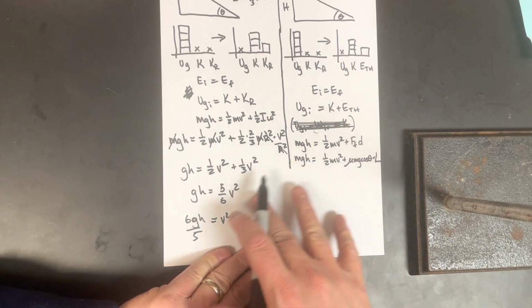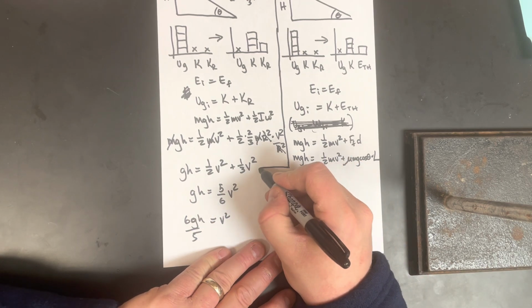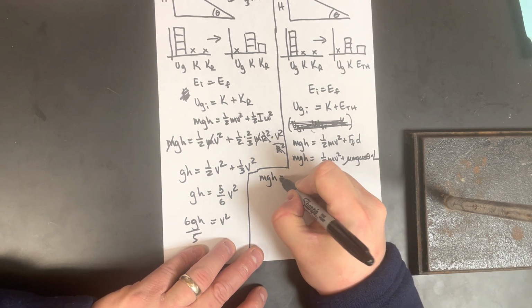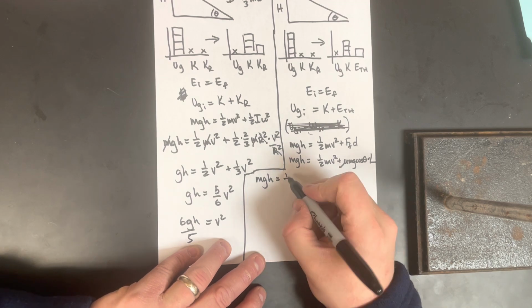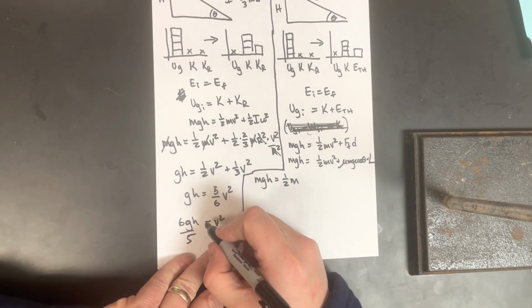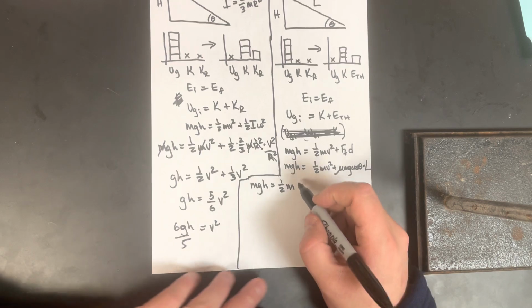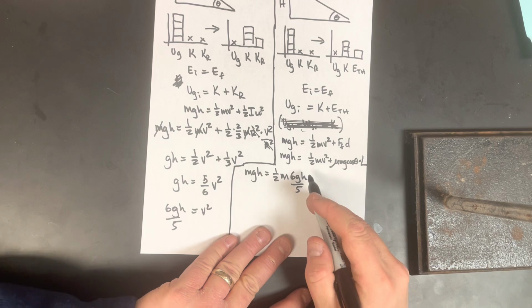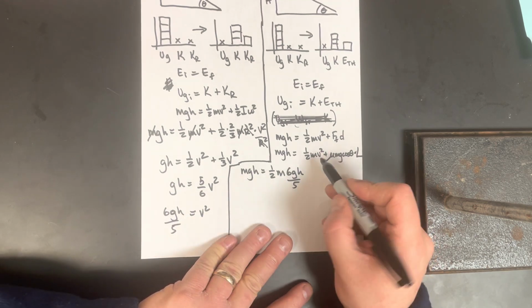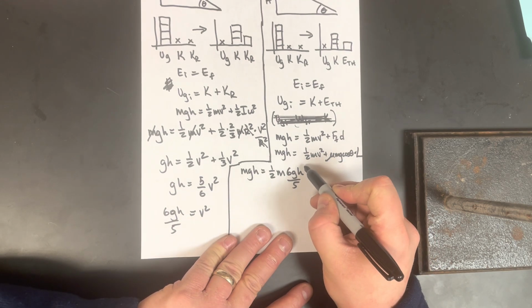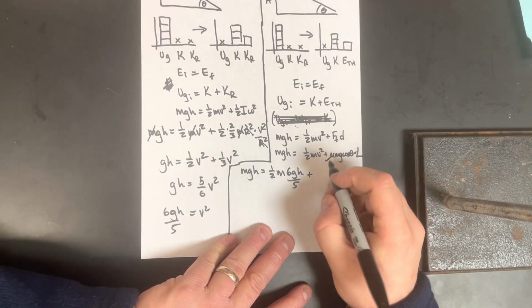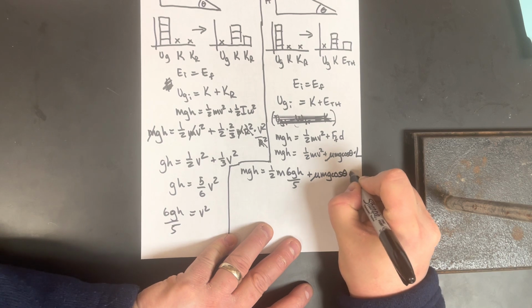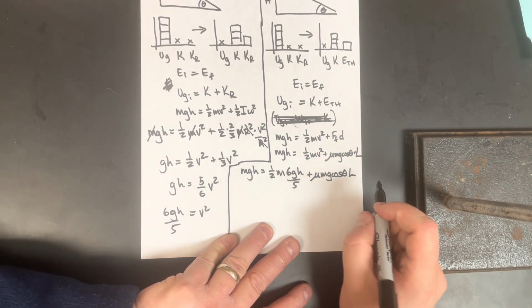Using that result, though, I can bring it over to the side for the block. And that's going to be really useful for me because now I can write mgh is equal to 1/2 mv squared, but I have an expression for v squared. So instead of v squared, I can write 6gh over 5. 6gh over 5 again is equivalent to v squared, so that substitution is getting made in the kinetic energy term. And then I have mu mg cosine theta times L. That's my thermal energy or work done by friction term.